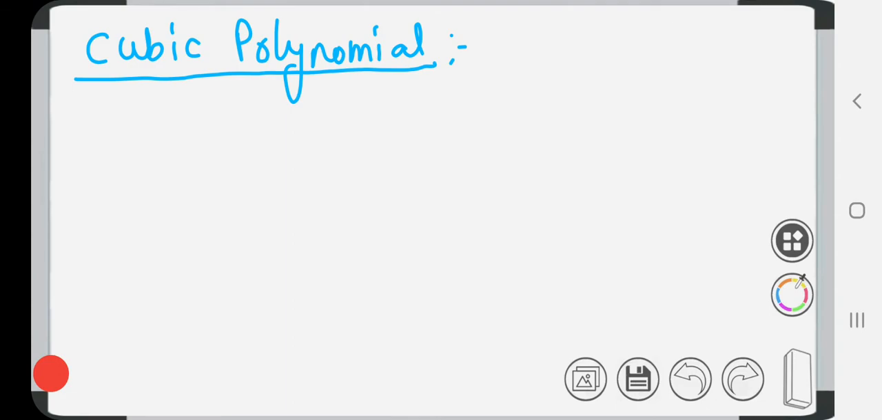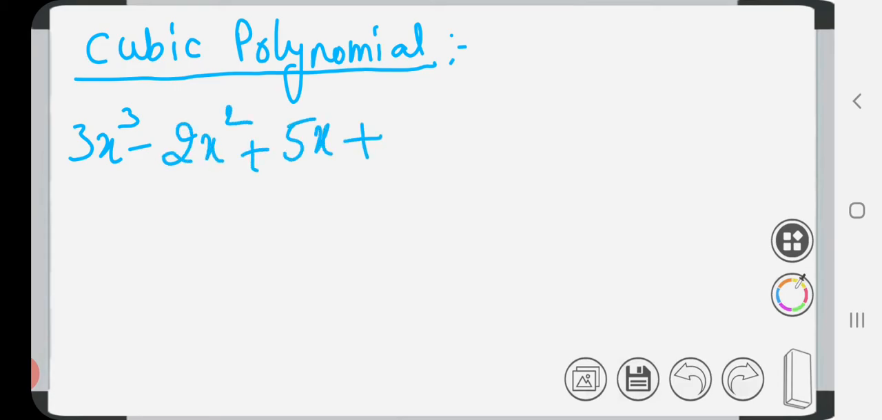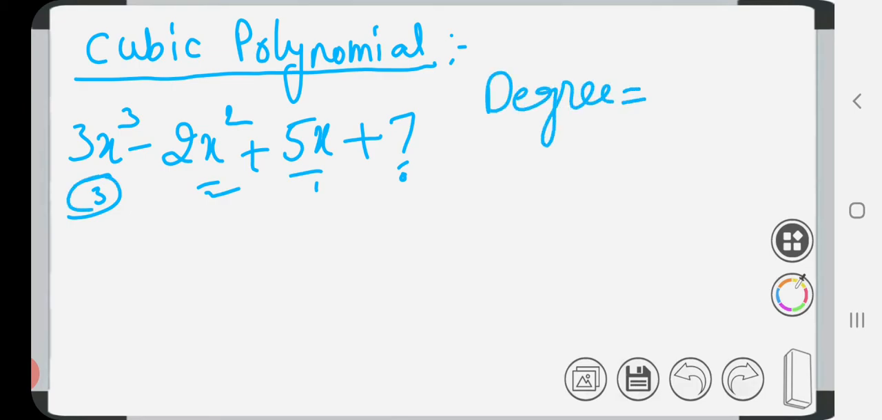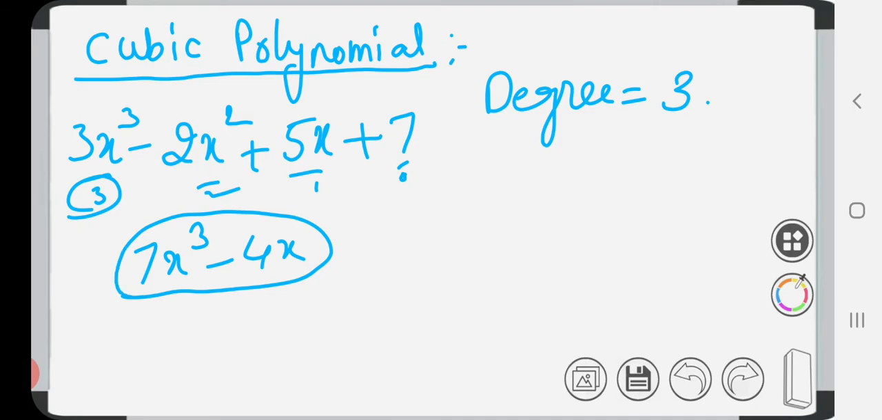Now consider the cubic polynomial. Cubic polynomial means it contains the maximum degree 3. For example, 3x cube minus 2x square plus 5x plus 7. If you observe, here the degrees are 3, 2, 1, 0. Out of that the maximum value is 3, so the degree of this cubic polynomial is 3. Some more examples. We can write this also, 7x cube minus 4x. This is also a cubic polynomial and the degree is 3.